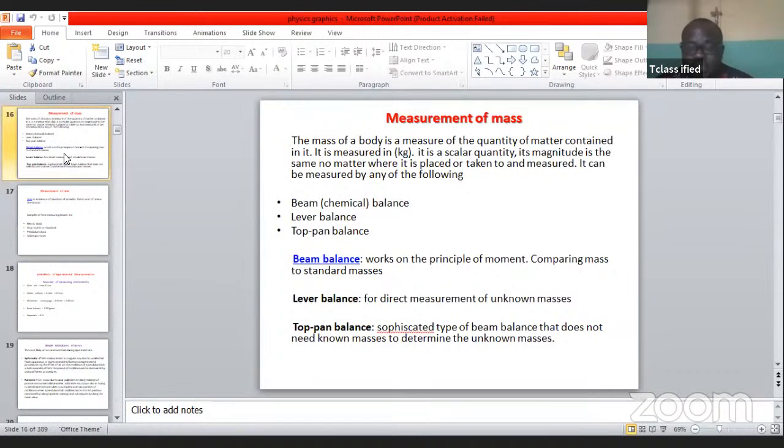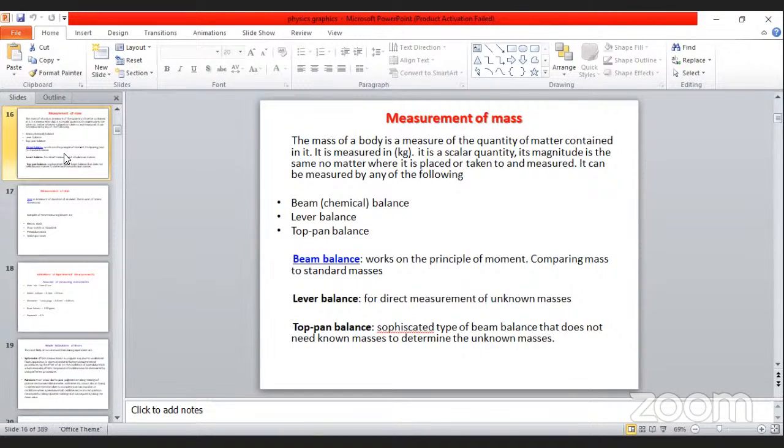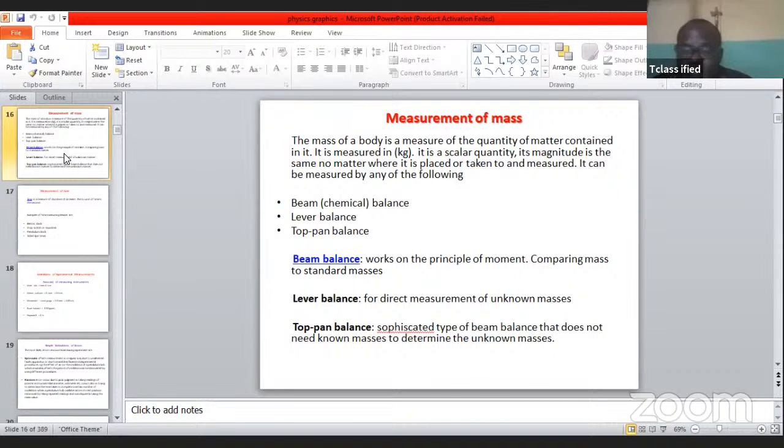Whereas mass of a body is a measure of the quantity of matter it contains, how heavy that very body is. It can be measured in kilogram. That's the unit, kilogram. So you can use a beam balance for measuring. You can use a lever balance or top pan balance.